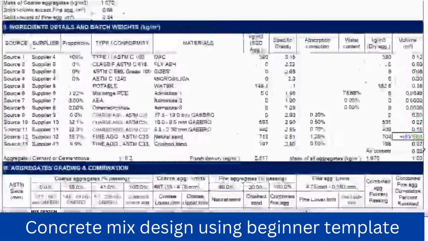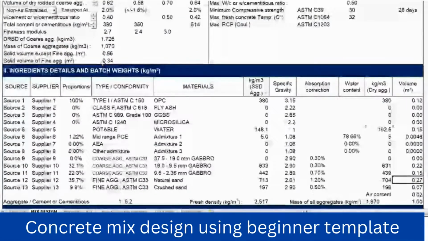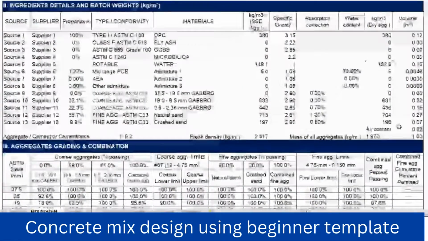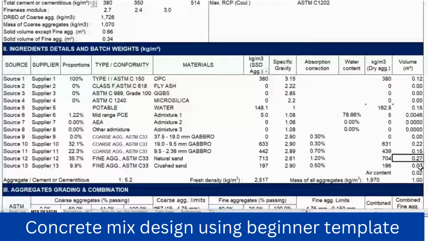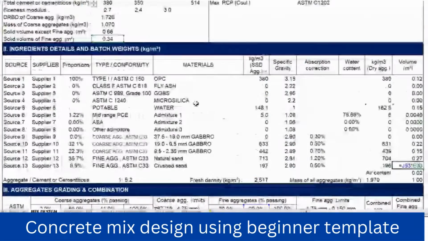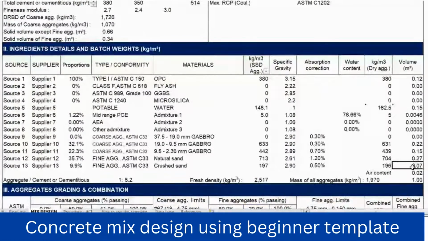But for the fine aggregates, since we have already found the volume here, which is 0.34, we just need to know how much volume for each of these fine aggregate, wherein in this example I have natural sand and crushed sand. So to do that, simply we have to multiply 80% of fine aggregate, which I decided a while ago. So 80% of 0.34 is 0.27, and 20% of 0.34, which is 0.07. So that is the volume. Total volume of fines, of course, is 0.34.